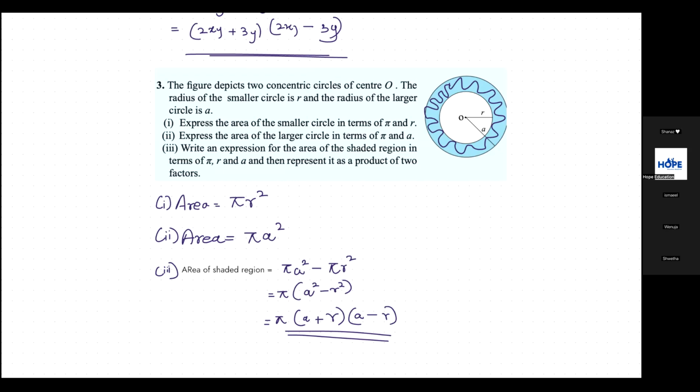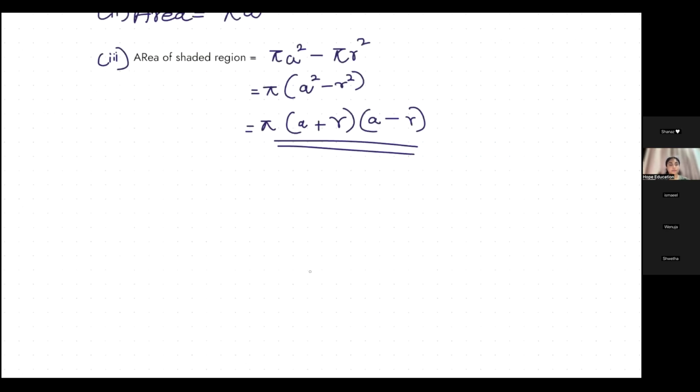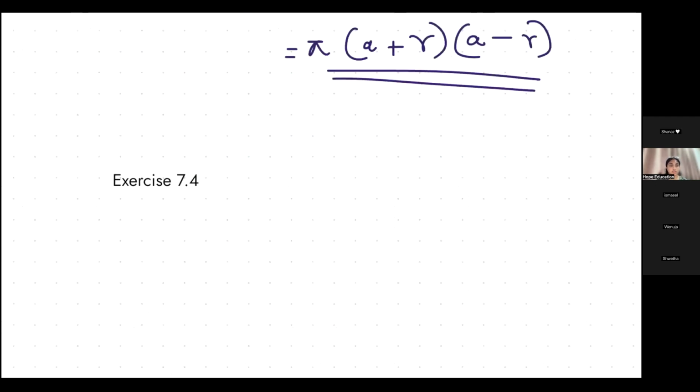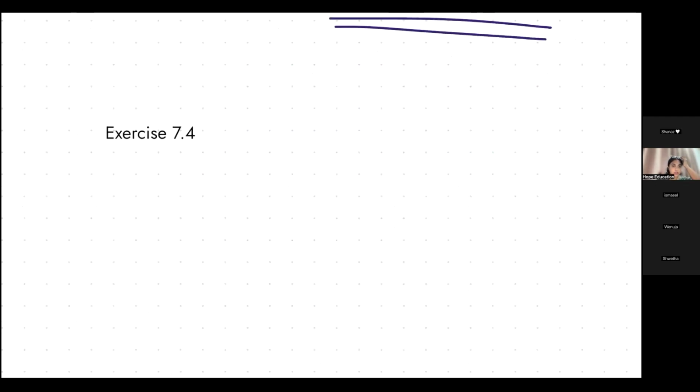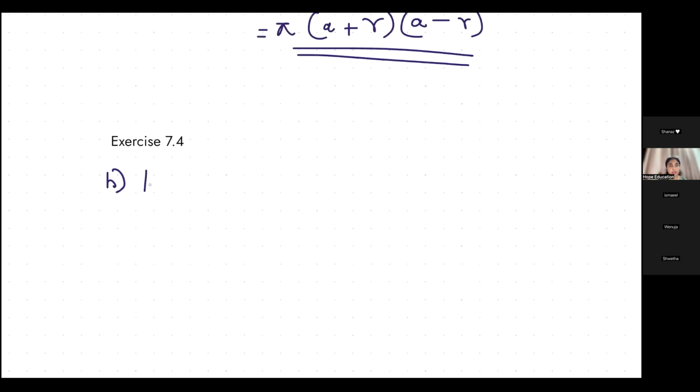All right, Lamai. Then let's move on to exercise 7.4, H, I, and J, right? Okay. Let's see what is H. 16 minus (m plus 2) squared.